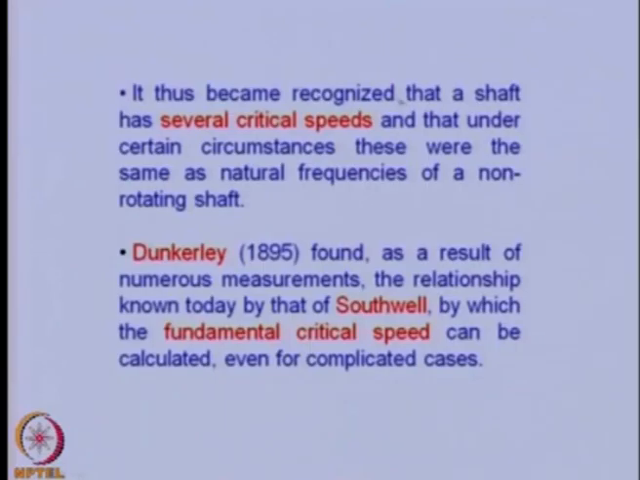It thus became recognized that a shaft has several critical speeds, and that under certain circumstances these were the same as the natural frequency of a non-rotating shaft. Dunkerley, in 1895, found, as a result of numerous measurements, the relationship known today as that of Southwell, by which the fundamental critical speed can be calculated even for complicated cases.